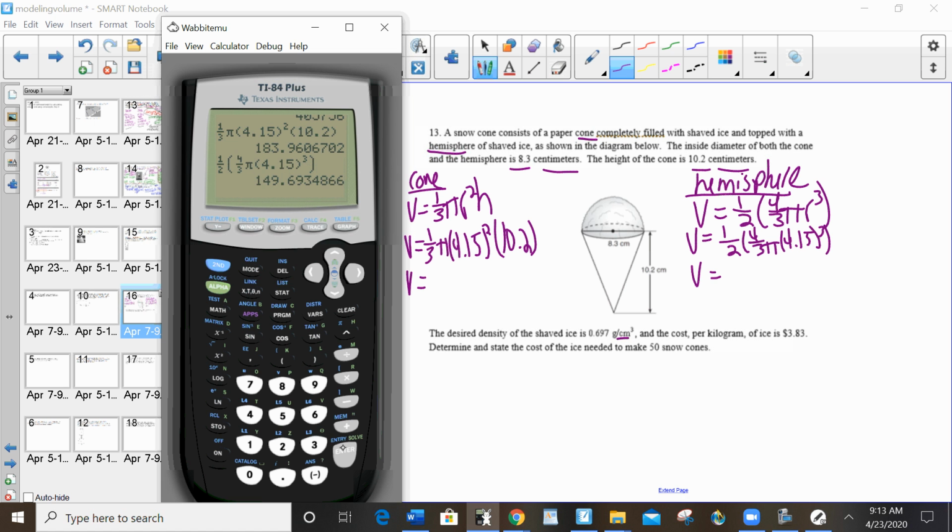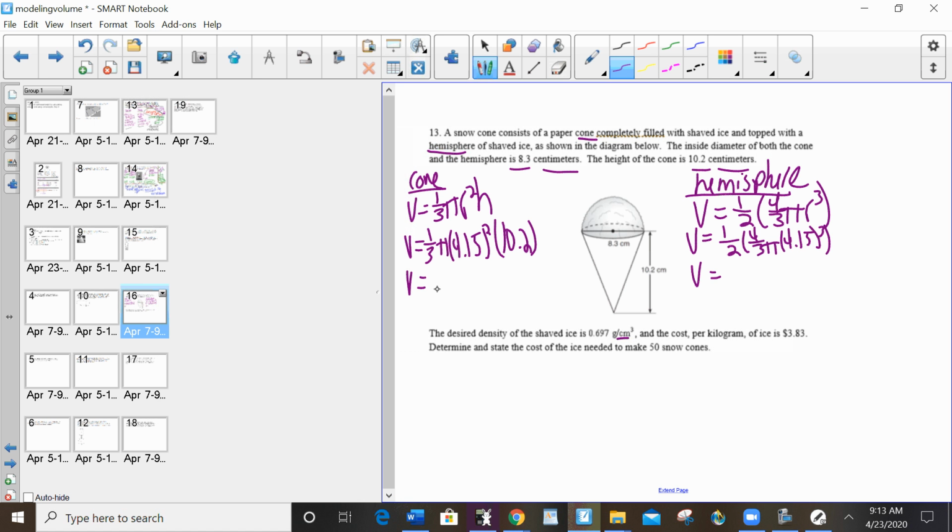I got 183 for the cone, 149 for the hemisphere. Again, it's 183 dot dot dot and 149 dot dot dot. The amount of shaved ice, the volume, is the cone with the hemisphere on top. So I'm going to add the 183 and the 149.